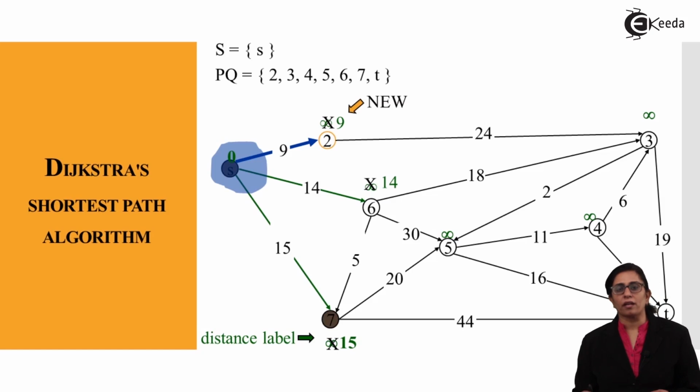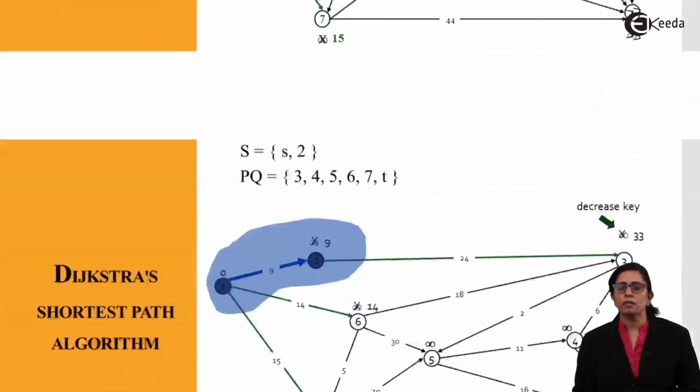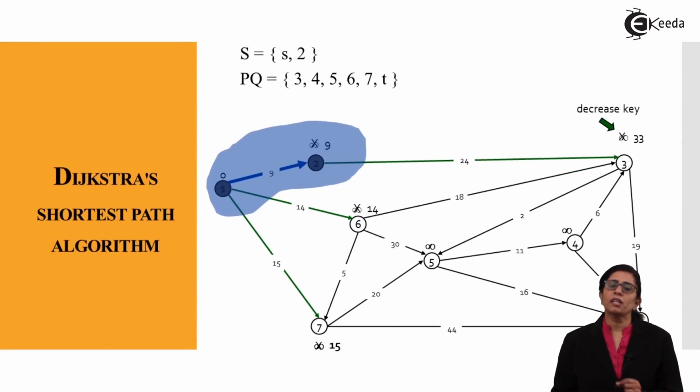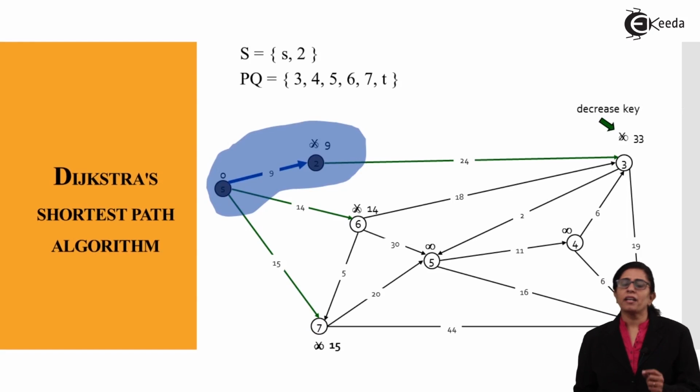And the edge weight from node 2 to node 3, that is vertex 2 to 3, the UV value, is 24. Already the value of node 2 is 9. So traveling from S to 2 to 3, the value will be 9 plus 24, which is equivalent to 33. So the nodes S and 2 are visited with the value 9, and the node 3 value has been decreased to 33.